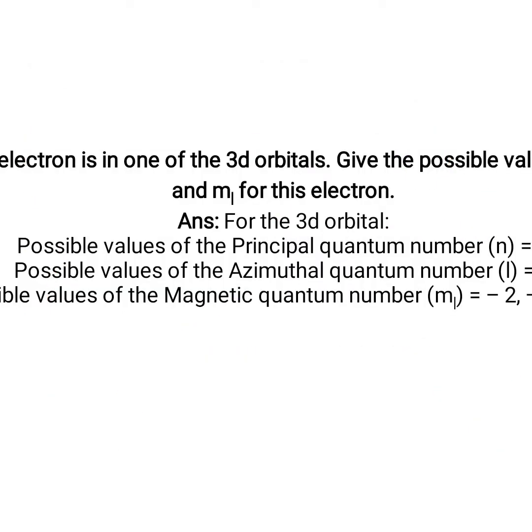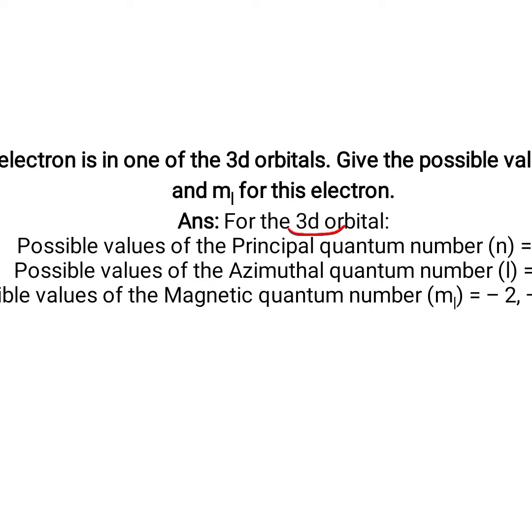So, this is one type of question you can expect for the examination. An electron is in one of the 3d orbitals. Give the possible values of n, l and m. Here n, l and m are our quantum numbers: n is principal, l is azimuthal, m is magnetic. So, from this idea, we should deduce the answer. Hence, it is a 3d orbital.